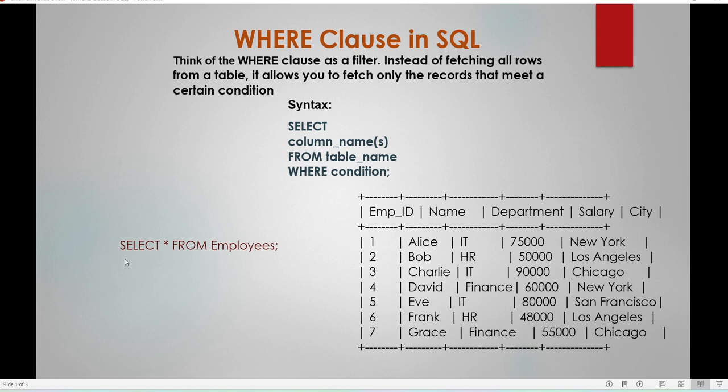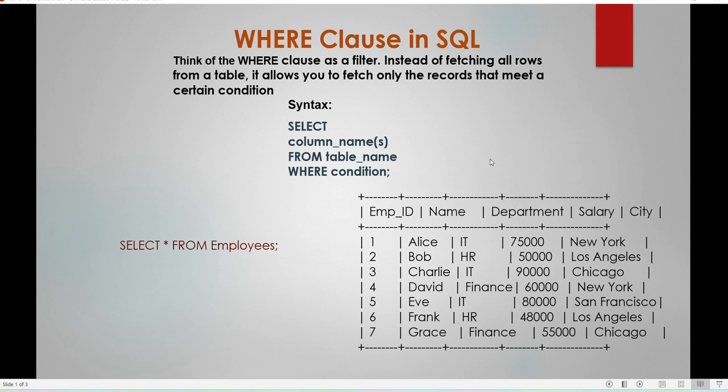So let's see this here. I will take the employees table, with the columns employee ID, name, department, salary, and city, and these are the values. We use the WHERE clause here to filter out the data.